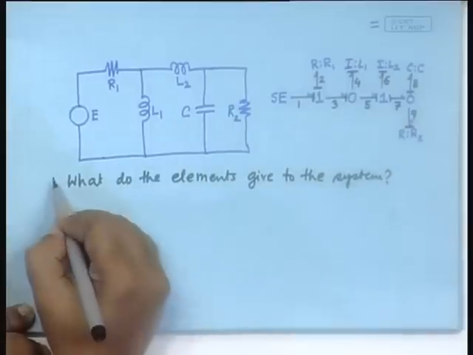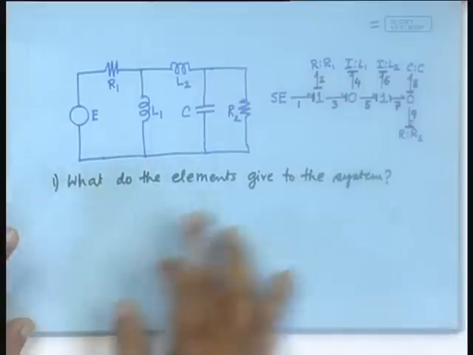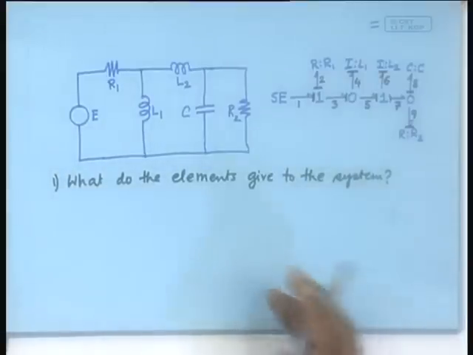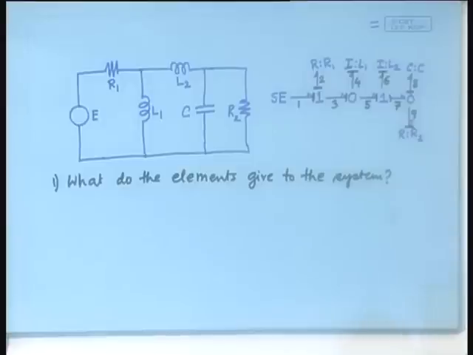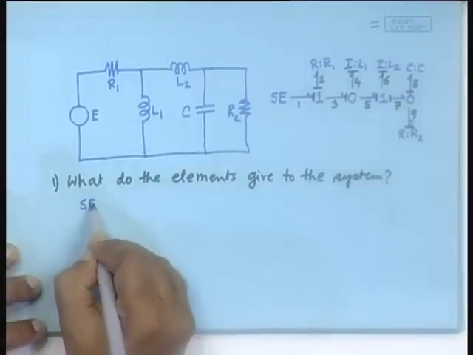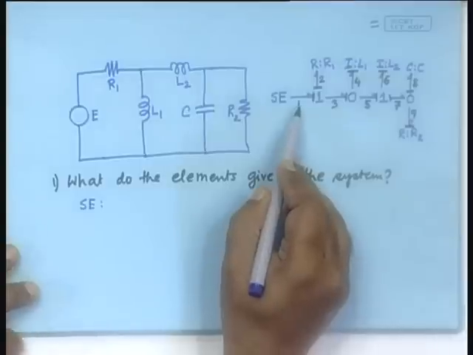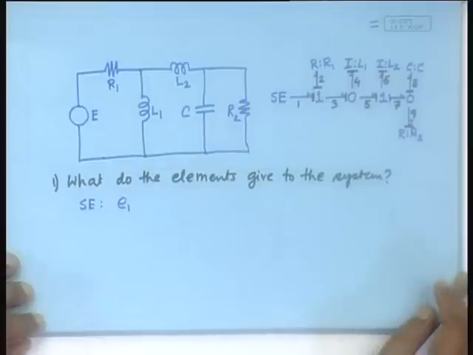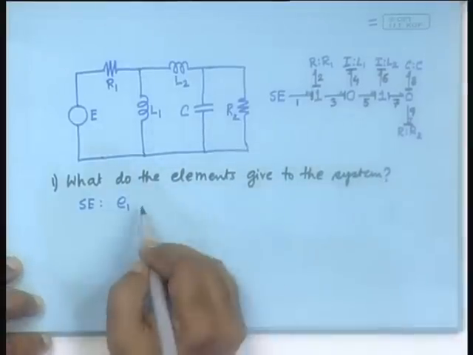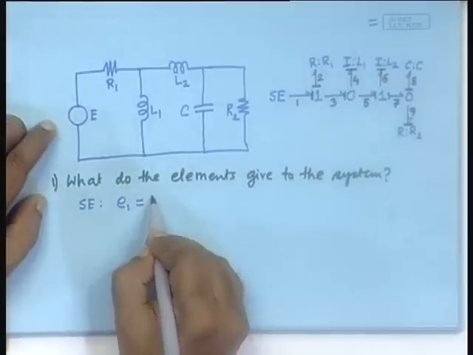So that is the first question. Let us ask this question to all the elements. Let us start. First, SE, what does it give to the system? SE gives the effort information, which is E1. So E1, which is, we know, E.